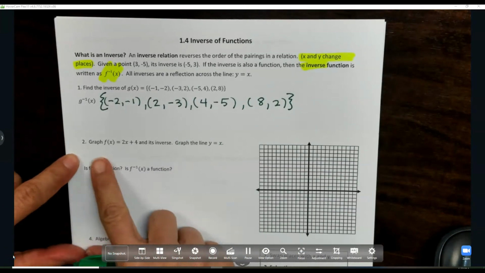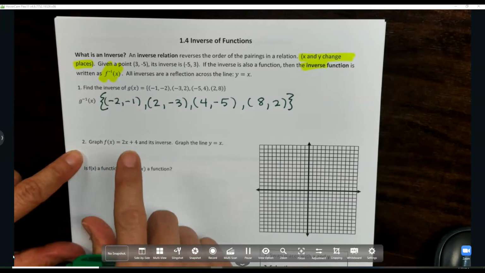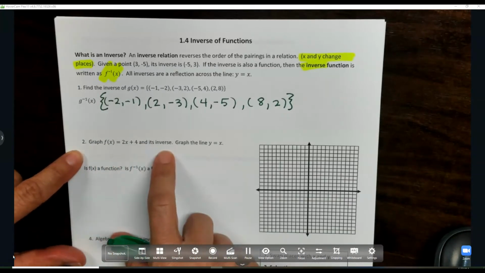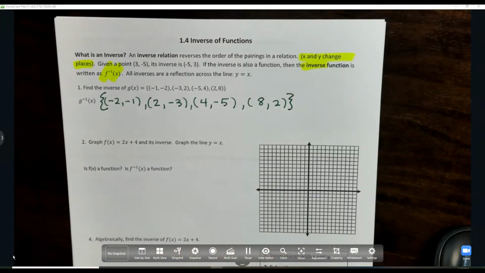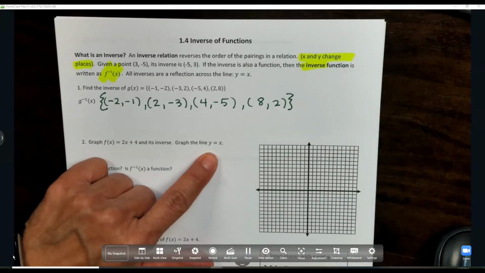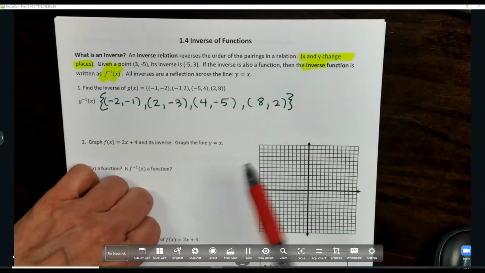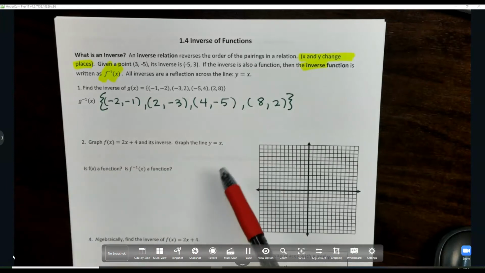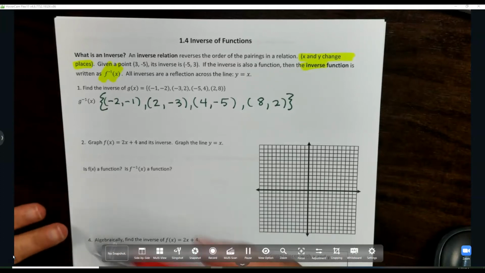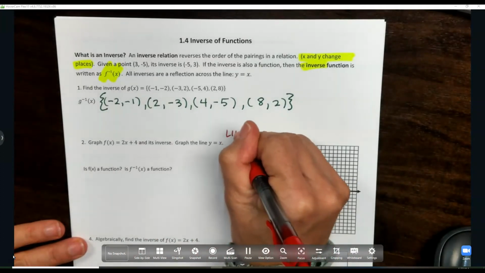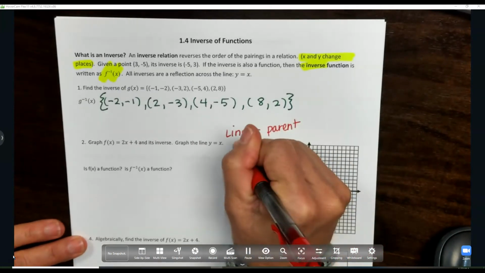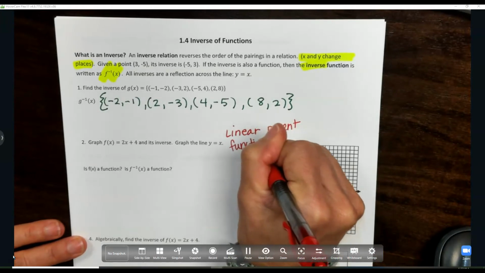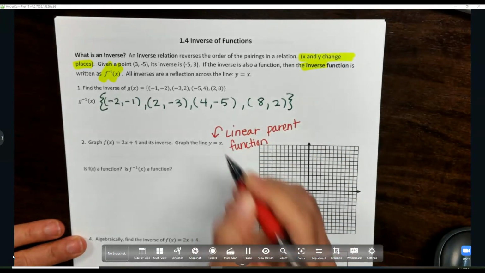All right, so for number 2, what we're going to do is graph that equation, graph its inverse, and graph the line y equals x. I'm going to go out of order. I'm going to start with graphing this line y equals x. First of all, this line is so special it has its own name. Does anybody know the name of that? All right, write this down. It's called the linear parent function. And that's y equals x.